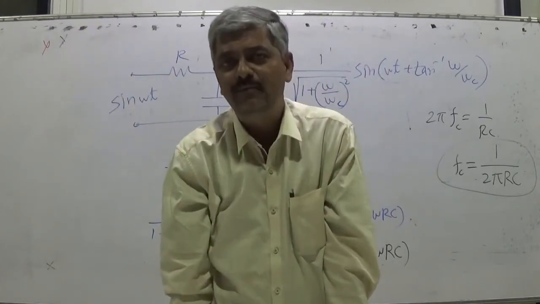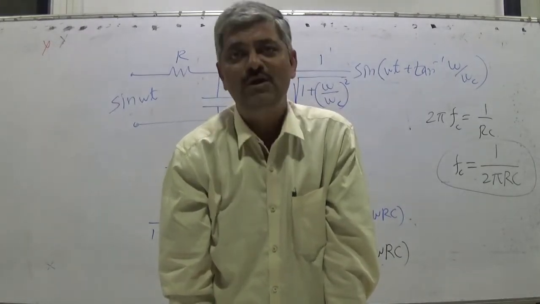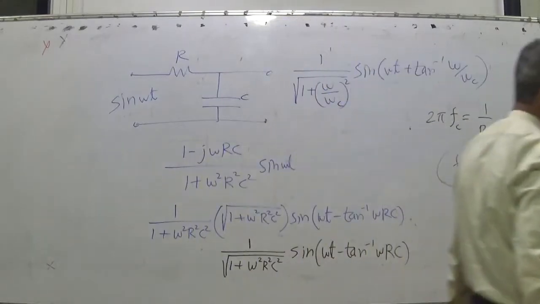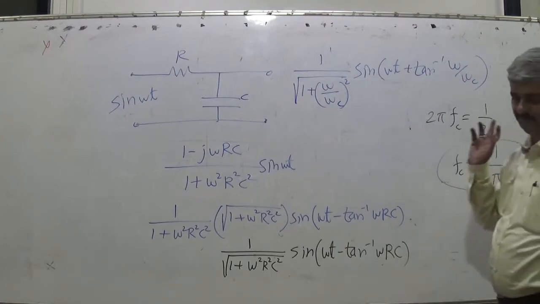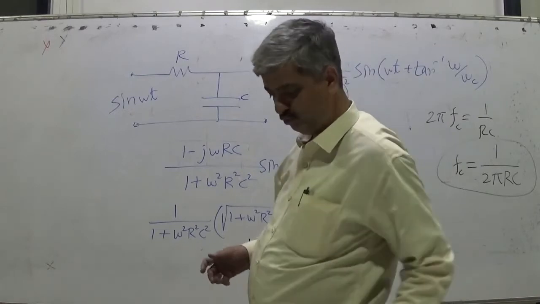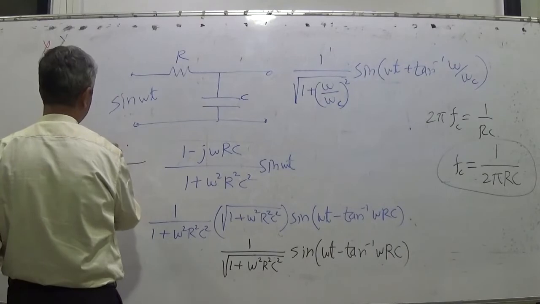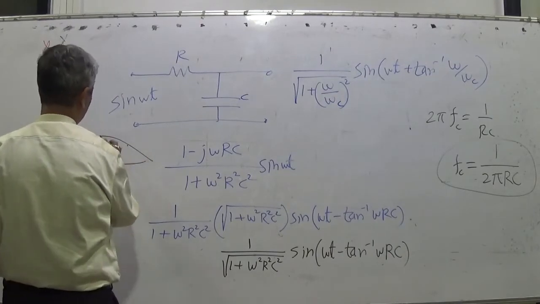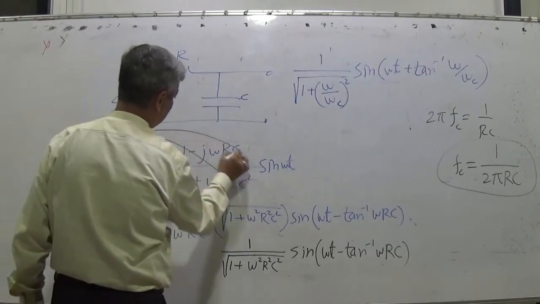Then the frequency at which the reduction in gain should come to 1 upon root 2 is called the cutoff frequency, and you can choose any cutoff frequency by choosing the components R and C. So by choosing R and C, you can choose a filter whose cutoff frequency is 100 Hz, 1 kHz, or a low pass filter whose cutoff frequency is 10 kHz, like that.